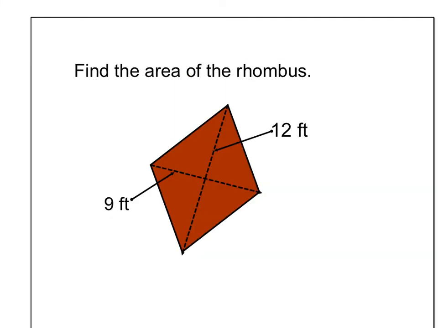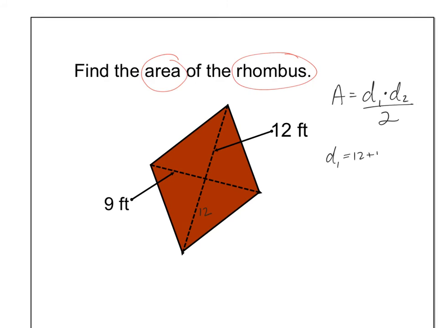All right, please pause the video again and see if you can remember what's the formula for area of a rhombus. Pause the video, try to write down the formula. Area is diagonal 1 times diagonal 2 divided by 2. Now in this case, the 12 is only halfway across. This side would also be 12. So one of the diagonals is 12 plus 12, or 24.